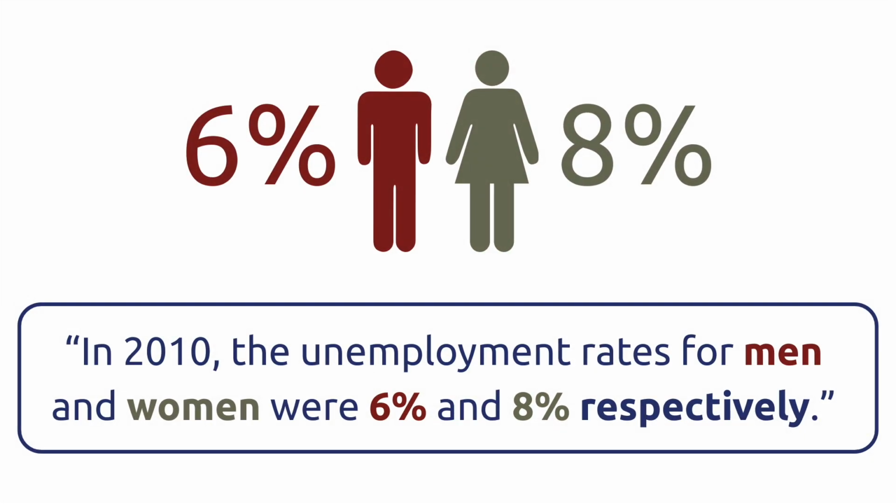So let's look at an example sentence with respectively. In 2010, the unemployment rate for men and women were 6% and 8% respectively. And here's why respectively works. It tells the reader that men were first with 6% and women were second with 8%.